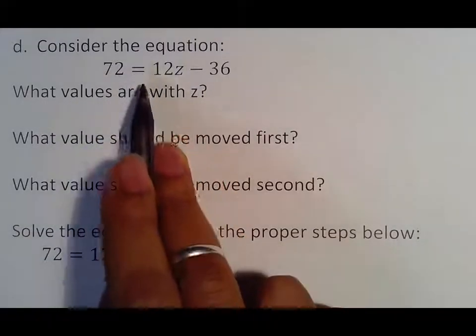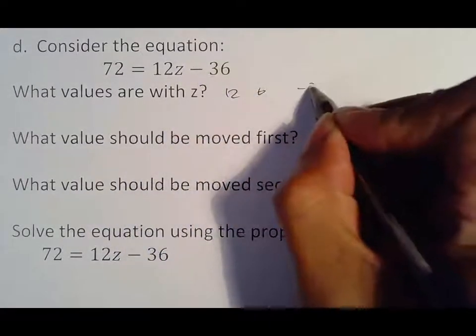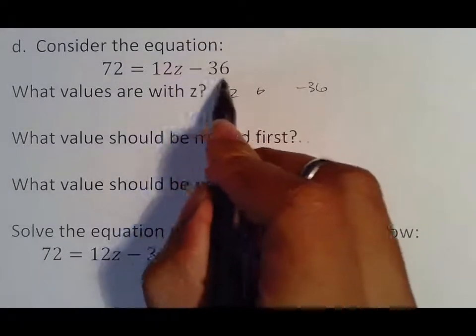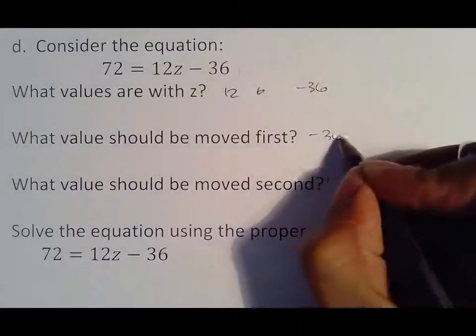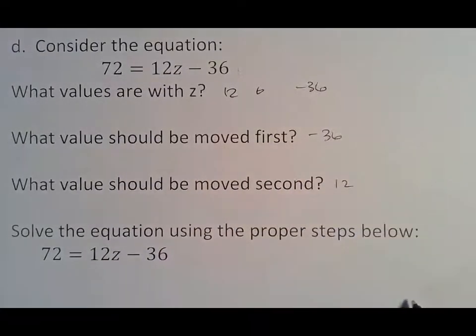What values are with Z? Z is on the right side this time. I think it's 12. And don't forget, you have to put negative 36. The value that should be moved first is, again, the value that's added or subtracted, which is your negative 36. The second value to move should be the 12.